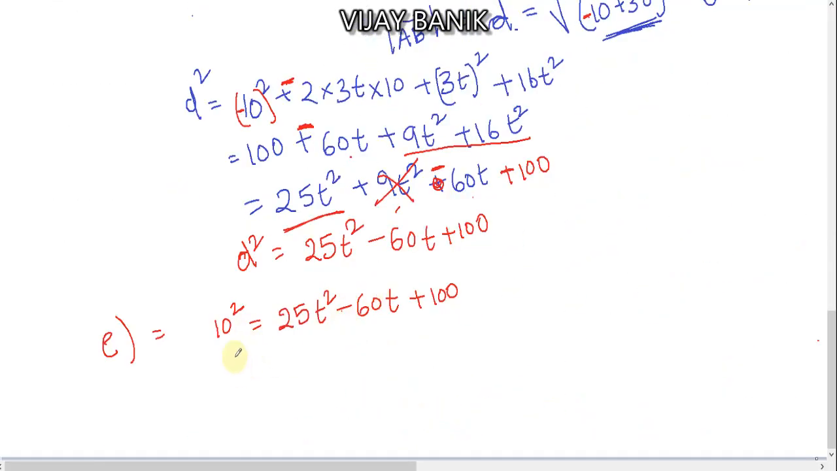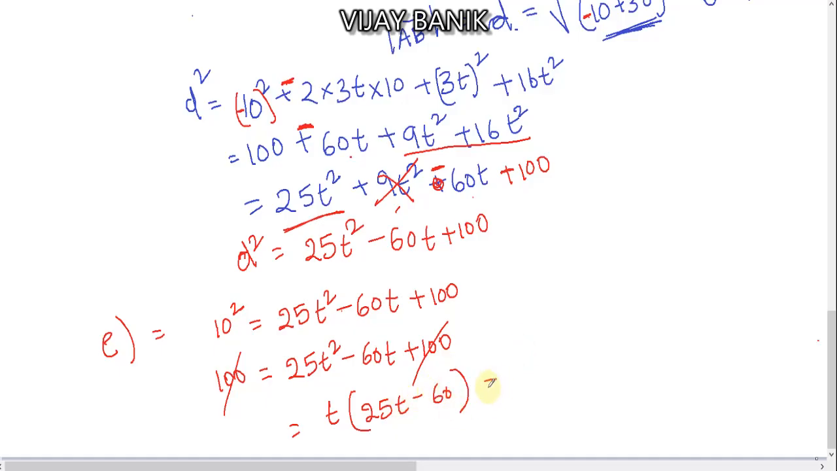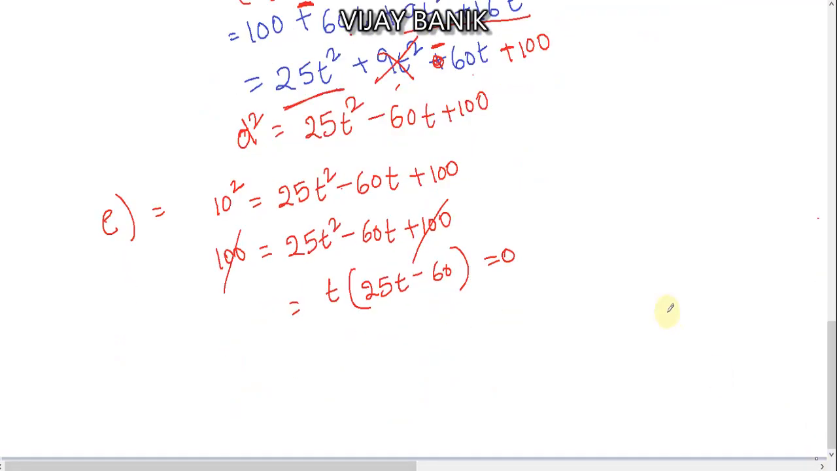So 10 square, which is 100, is equal to 25t square minus 60t plus 100. The 100 and 100 get cancelled. Let's take t common and write t into 25t minus 60 is equal to 0. Therefore t is equal to 0 or 25t is equal to 60. So t is equal to 60 divided by 25. Let me see how much that is on the calculator. 60 divided by 25 is 2.4. That means 2.4 hours later, afternoon.